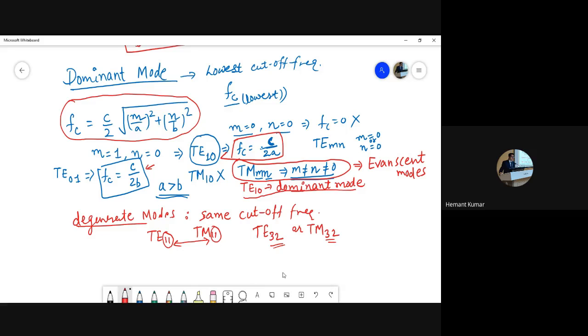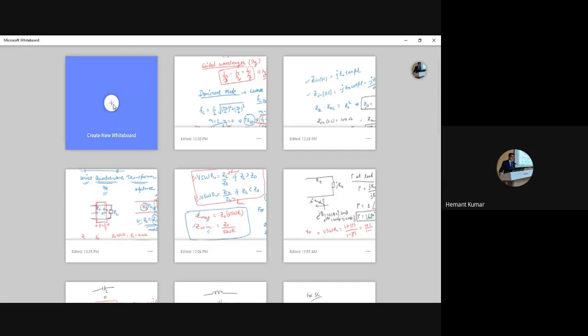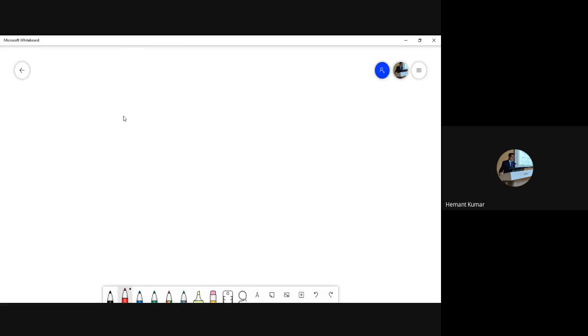Now we'll discuss a little bit about the Smith chart. The Smith chart is very important, and you may see one question on it. The Smith chart is a graphical representation of transmission line values. Whatever we have studied in the transmission line, now we will study in graphical form.